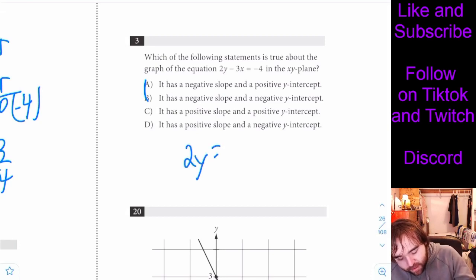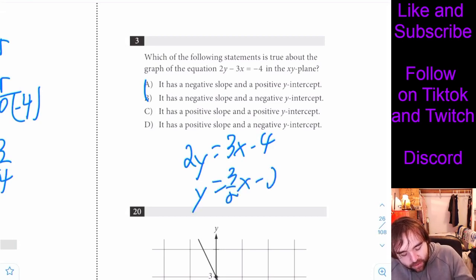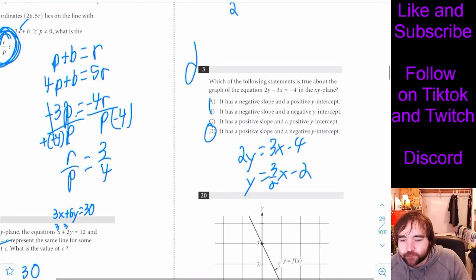So when we add the 3x, that's going to stay negative. I guess I can write it out. 2y equals 3x minus 4. Now we're going to do the divide by 2. So we're getting 3 halves x. That's positive. That one is going to stay negative. So D.